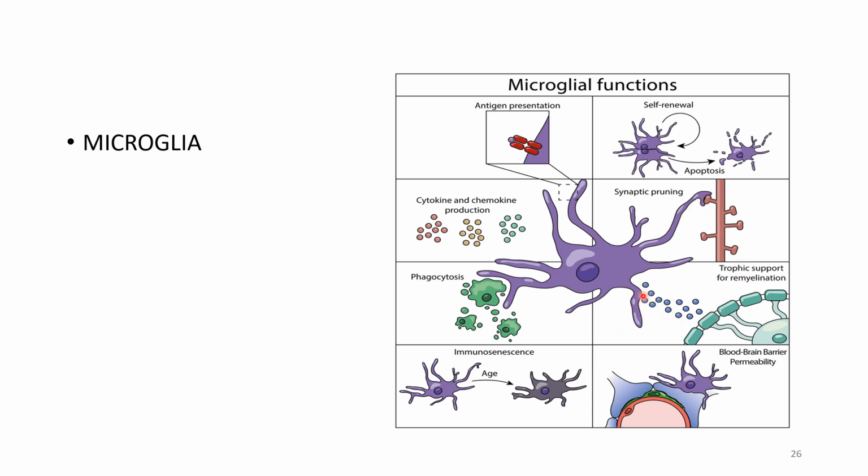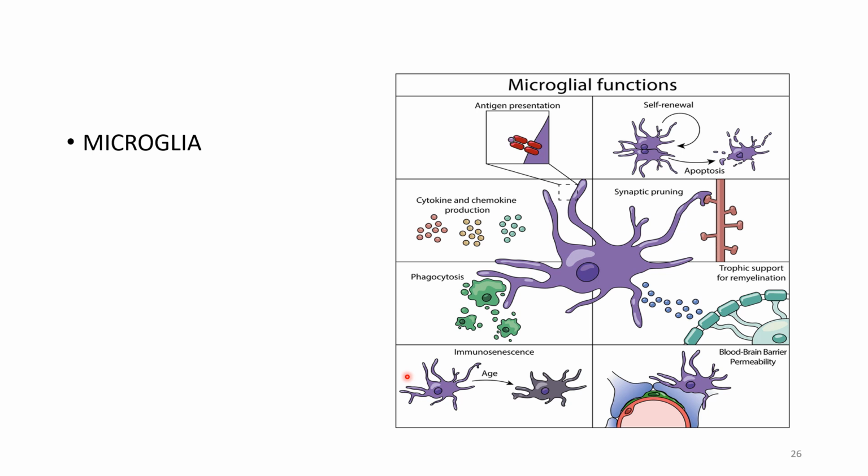They will release trophic support for remyelination, so they give support for remyelination. And they are also important for blood brain barrier permeability. So all these functions are done by microglia.